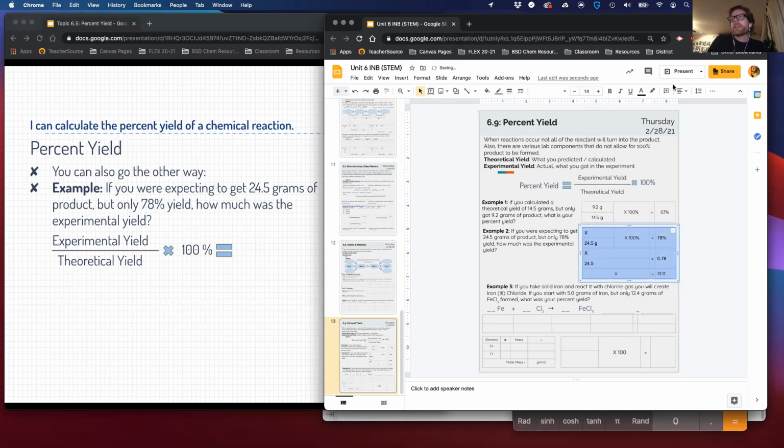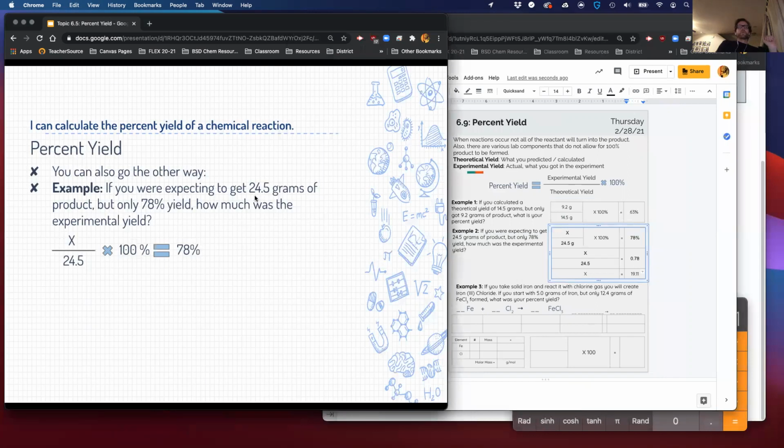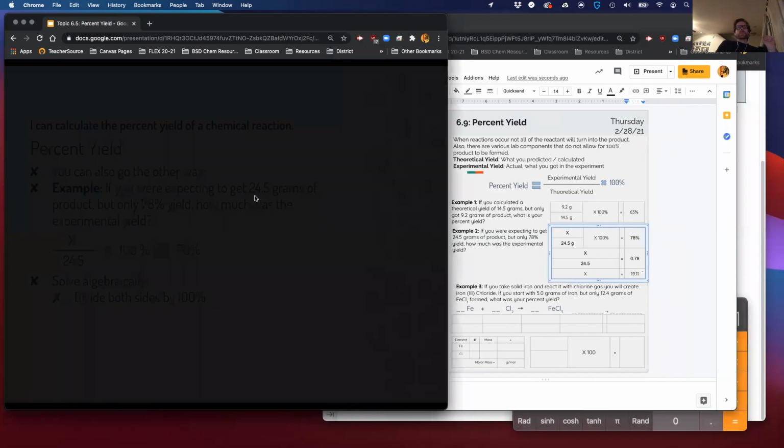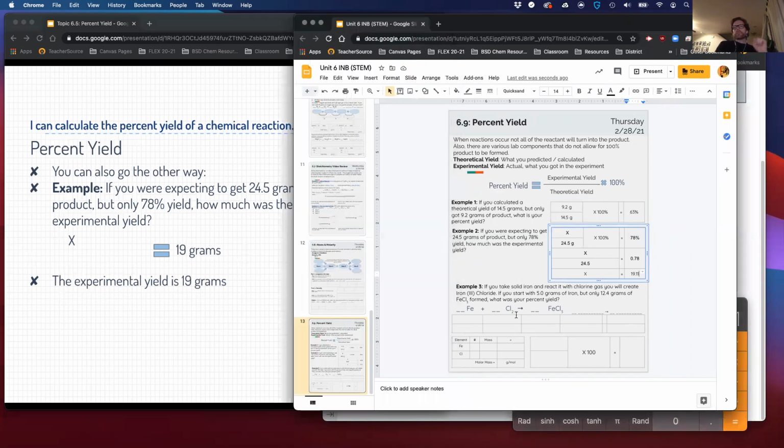So if you were to rearrange this, if you started with 19.11 grams and put it into the experimental, and your theoretical is 24.5, you get 78. Okay, cool. So now we can do one more big problem, and this big problem, we'll do it right here.